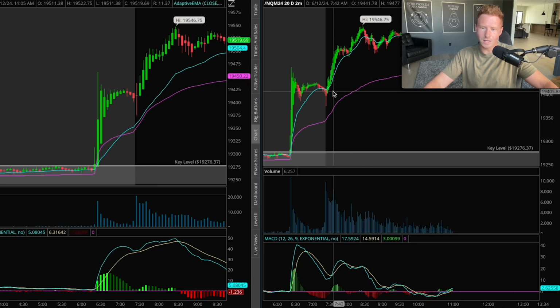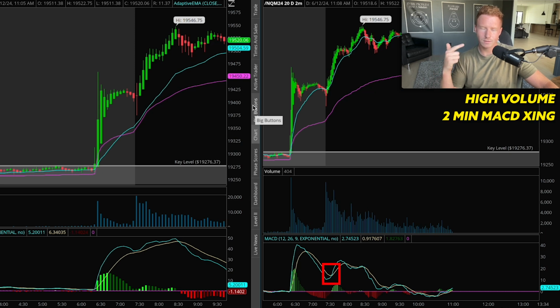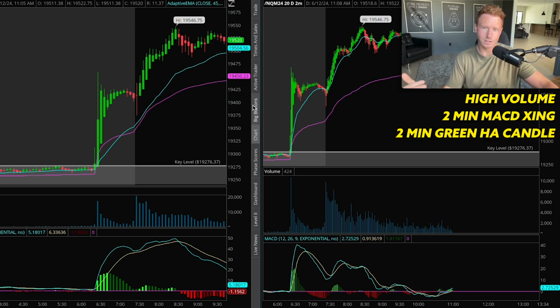I want to look at the 2-minute time frame, and I want to see a couple different things play out. Ideally, I want to see some high volume on the pullback reversal. I want to see a 2-minute MACD cross, and I want to see a 2-minute green Heikin-Ashi candle.